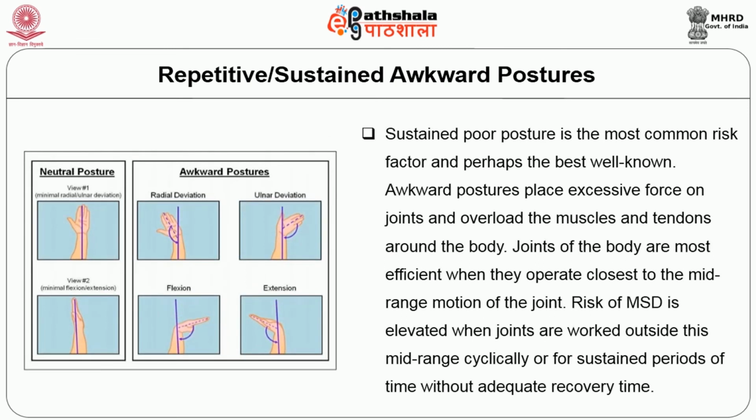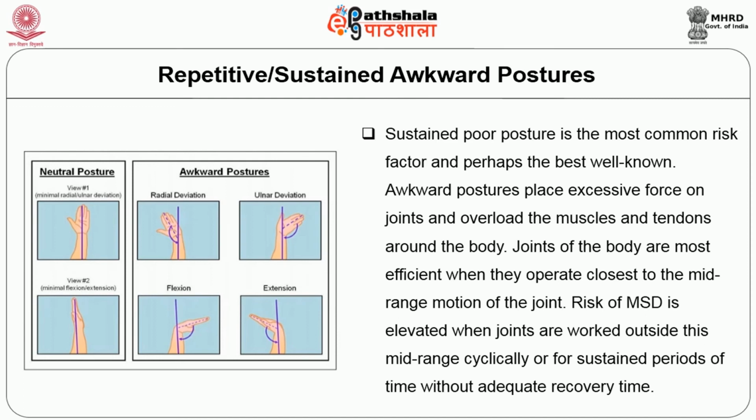Sustained poor postures is the most common risk factor and perhaps the best known. Awkward postures place excessive force on joints and overload the muscles and tendons around the body. The joints of the body are most efficient when they operate closest to the mid-range of motion. So the risk of an MSD is elevated when your joints are worked outside the mid-range cyclically or for sustained periods of time without adequate recovery time.